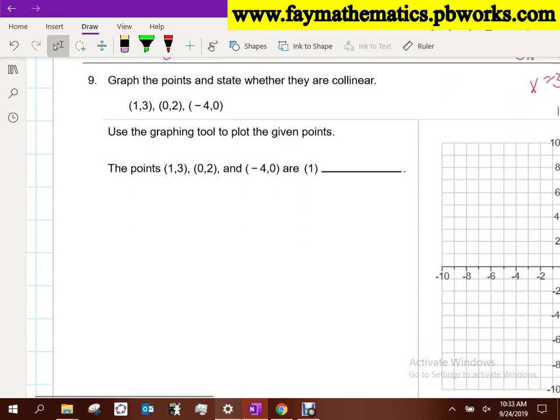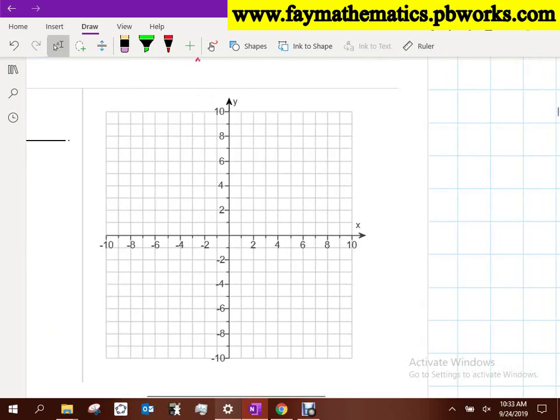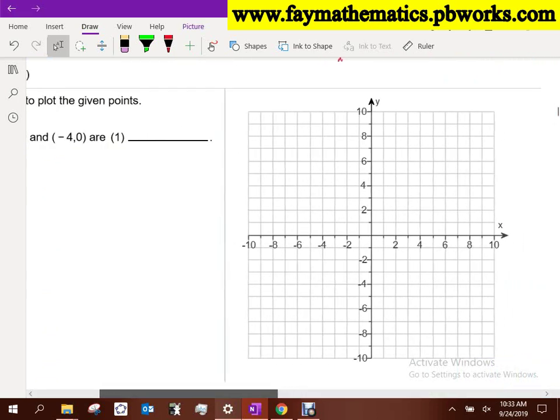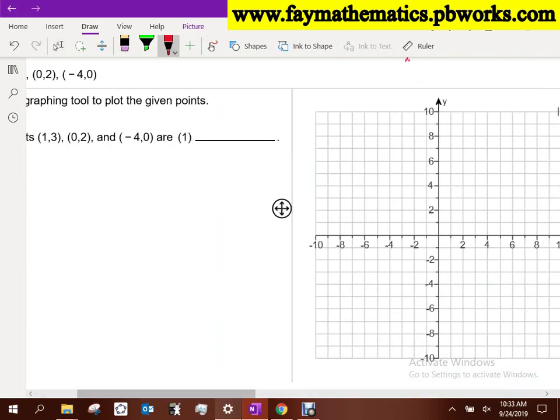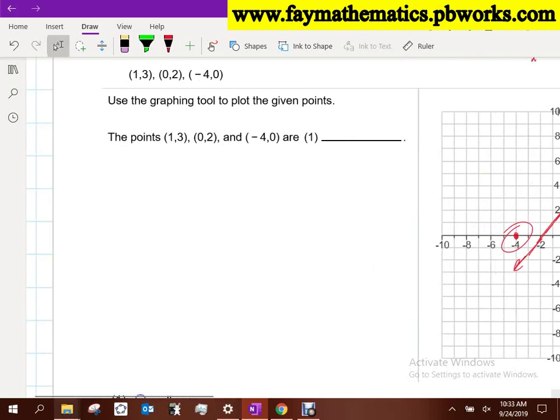Number 9, graph these points, determine if they're collinear or not. So 1, 3, 0, 2, and negative 4, 0. And the idea is, can I put one line and connect all 3 of those points? And obviously that one is not on that line, so those 3 points are non-collinear.